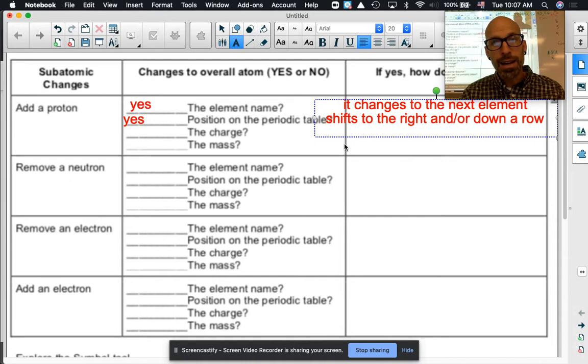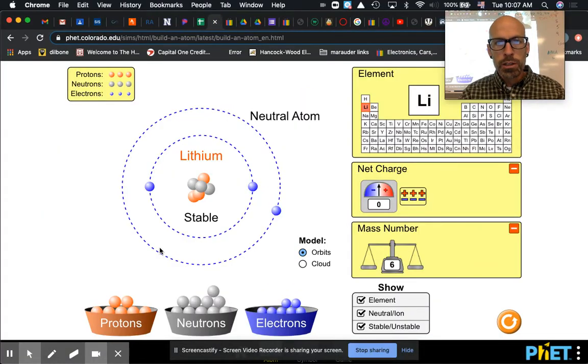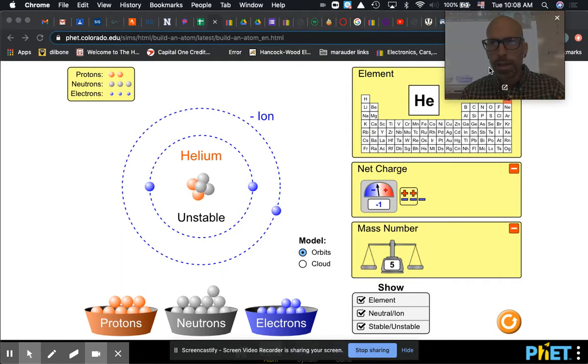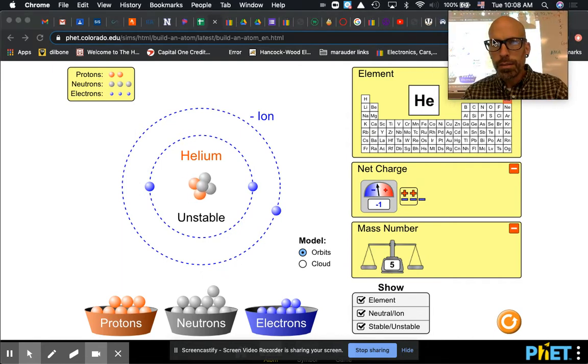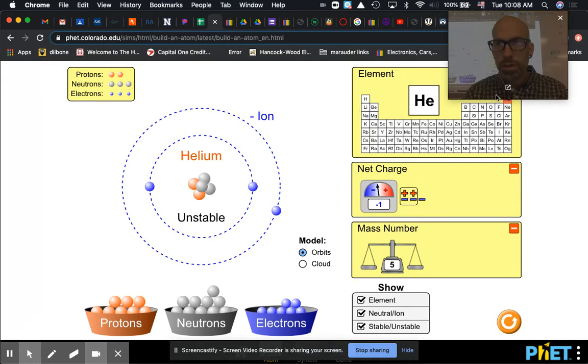Now I don't know if you noticed that, but when you're in here in the Build an Atom simulator, let me get back to that right here. So if I take one of the protons out, you'll see helium is highlighted here, and so when I put another one in, well, let me just start with hydrogen because I can. So with hydrogen, I'm over here. I add one, it shifts to the right.